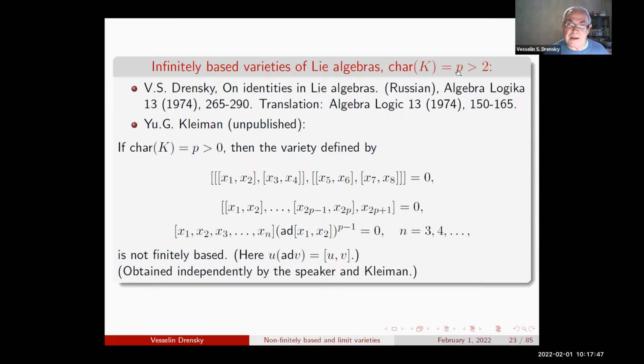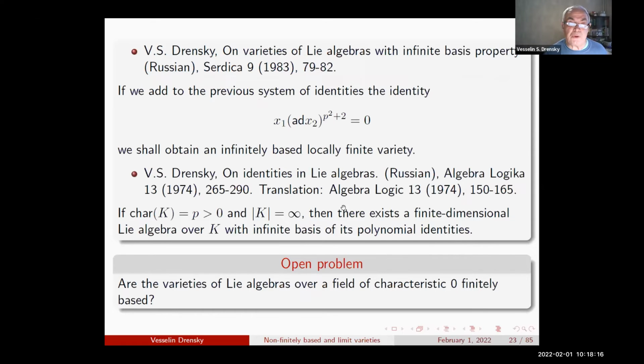And when the characteristic is positive, but bigger than 2, then I have a paper which shows that there is an infinitely based variety. These Lie algebras are solvable of class 3. This is the solvability. They have some analog of the identities of Engel. And this result was obtained independently at the same time by Ulrich Kleiman, but it was not published. And also, if you add to this system this polynomial identity, if you multiply several times by x2, you get 0. Then you find a variety which is locally finite and still infinitely based.